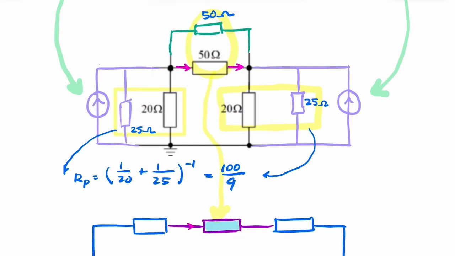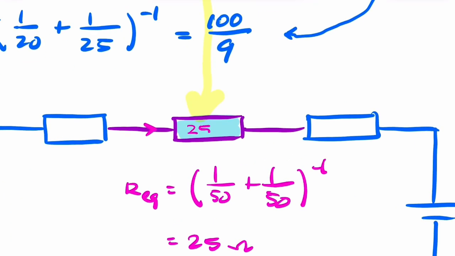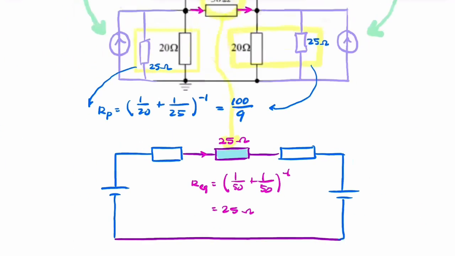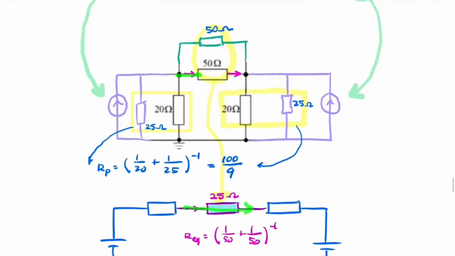So just to be clear, this is R equivalent: 1 over 25 plus 1 over 50, is it? Yeah, 1 over 50 plus 1 over 50. So that's 25. So here we have 25 ohms. I'll write it here, 25 ohms. So whatever current we end up finding here is going to be twice the current that would have passed through there, because the current splits equally between these two.